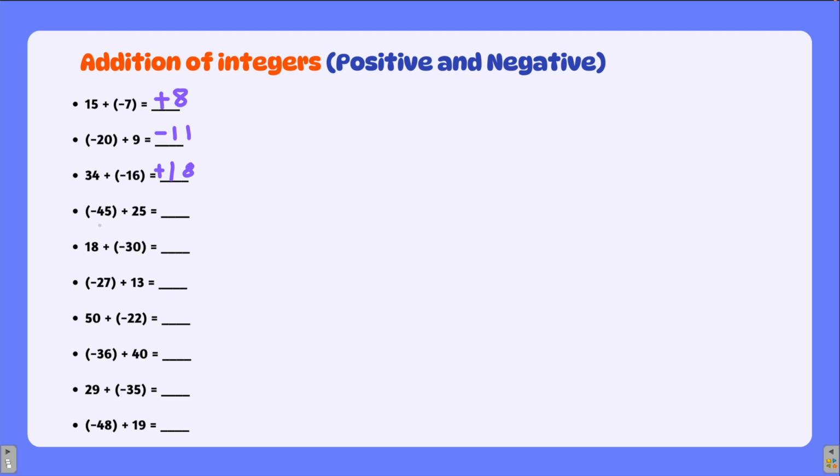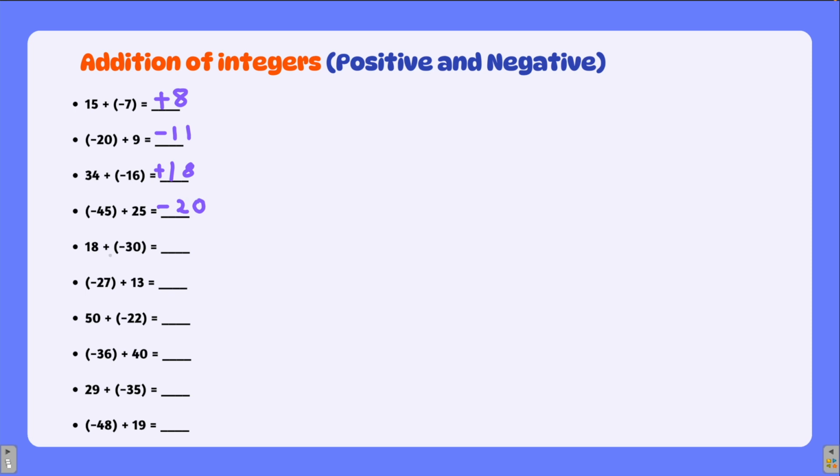Now, same thing here. Minus 45 plus 25. So it is 45 minus 25. So 5 minus 5 is 0 and 4 minus 2 is 2. Since 45 is greater than 25 and it is negative, we will put a negative sign here.